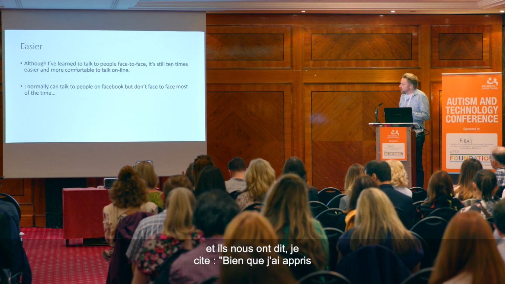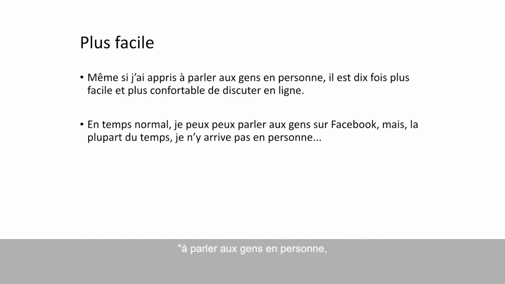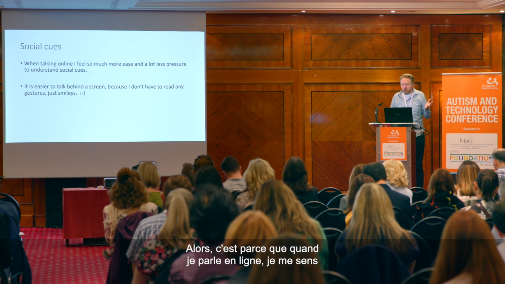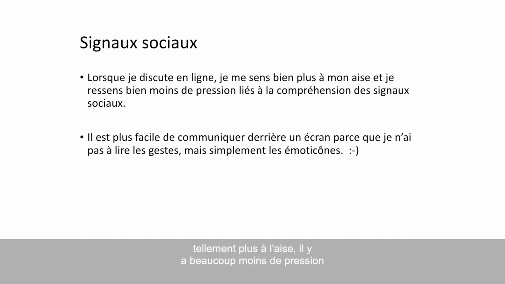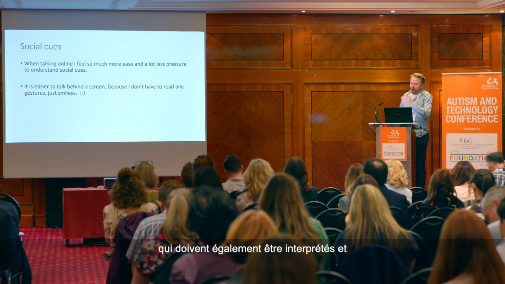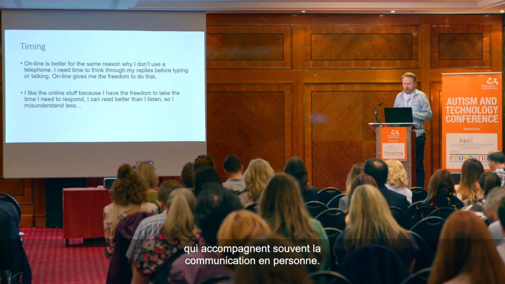They gave us quotes like, "Although I've learned to talk to people face-to-face, it's still 10 times easier online." "I can normally talk on Facebook, but don't face-to-face." "Yes, it's easier for me to socialise online." So why might that be? "When talking online, I feel so much more at ease. There's a lot less pressure to understand those kinds of social cues. They're not there in that online environment. I don't have to read any gestures." If there are gestures like smileys, they're all quite explicit. So there aren't those subtle social cues that have to be interpreted that often accompany face-to-face communication.